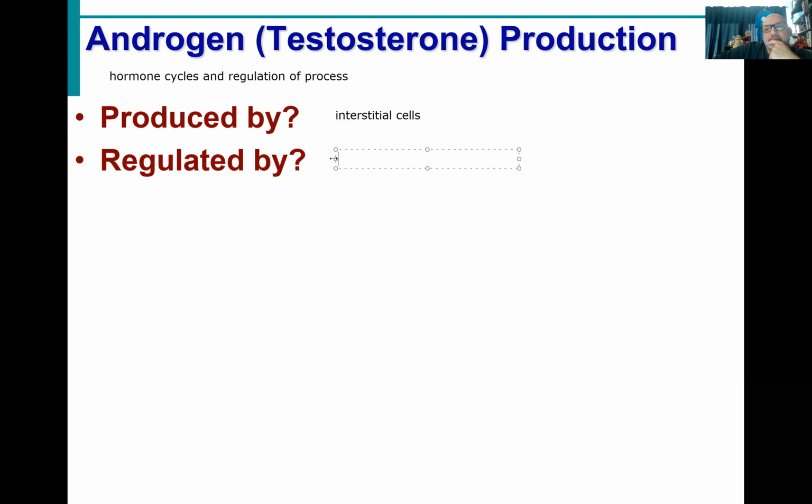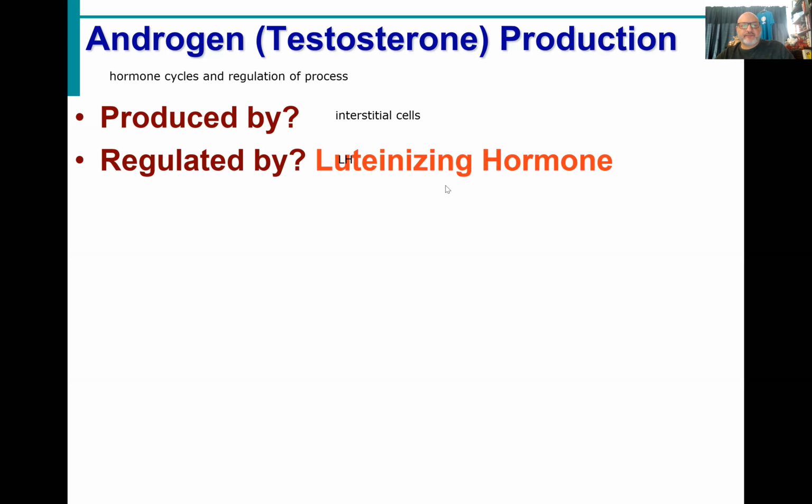Luteinizing. Well, okay, so now I've heard both. Which one is the correct answer? Luteinizing hormone or follicle stimulating hormone? Someone pick one. Luteinizing hormone. Excellent. It is indeed luteinizing hormone that regulates the process of androgen production in our testis. Oops, there we go. I guess I did write that there. Perfect.